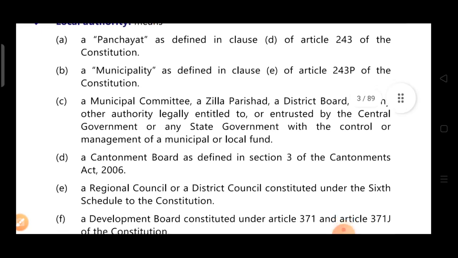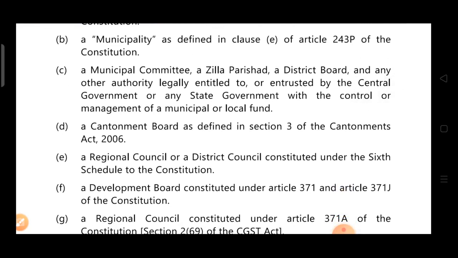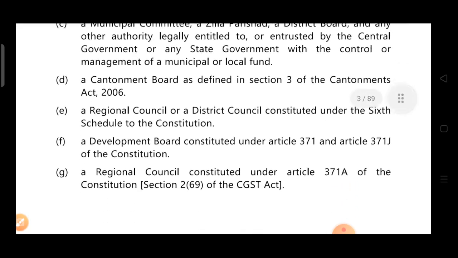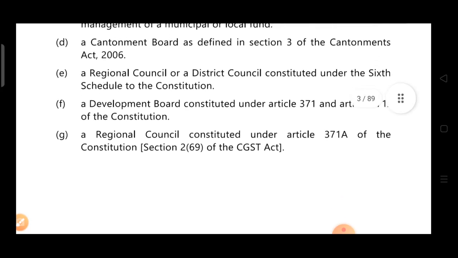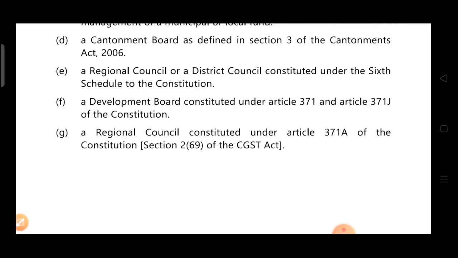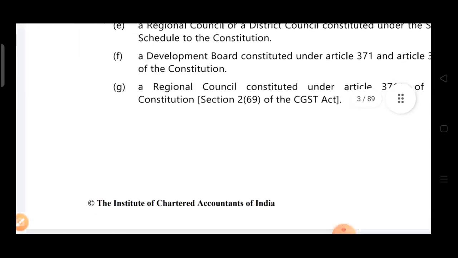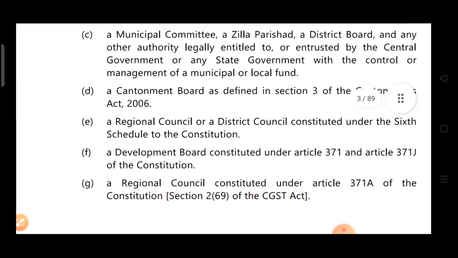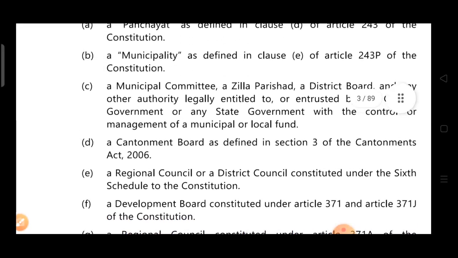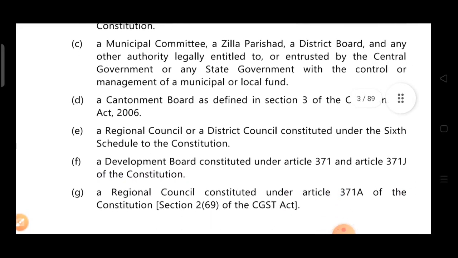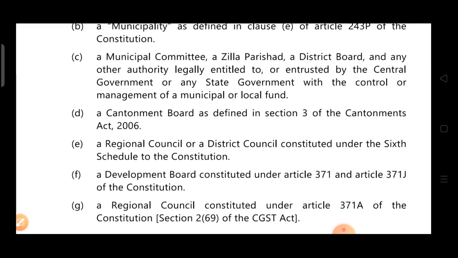Next is Cantonment Board as defined in section 3 of the Cantonments Act 2006, that is included. A regional council or district council constituted under the 6th schedule to the Constitution is included. Then a development board constituted under article 371 and article 371J of the Constitution is included. Then a regional council constituted under article 371A of the Constitution is included. So regional council, development board, regional council or district council constituted under the 6th schedule to the Constitution.